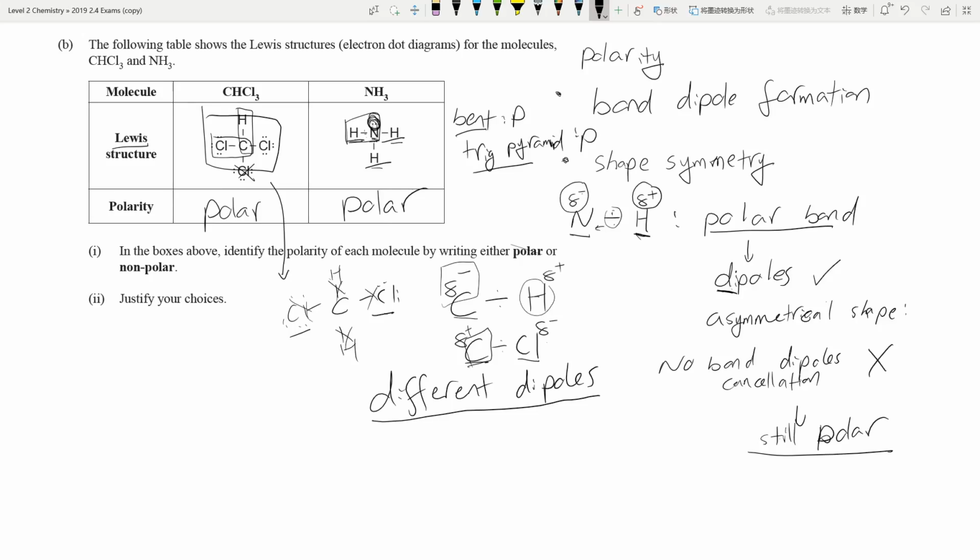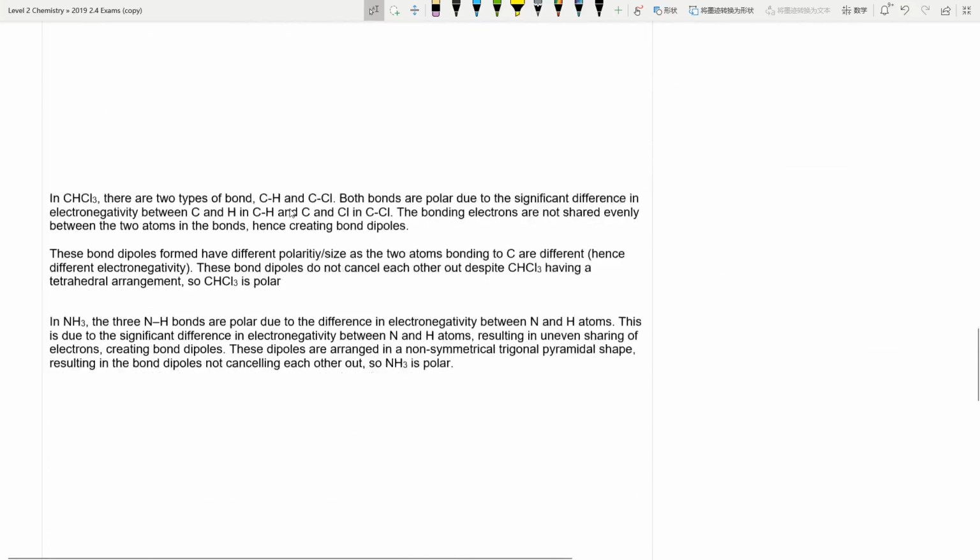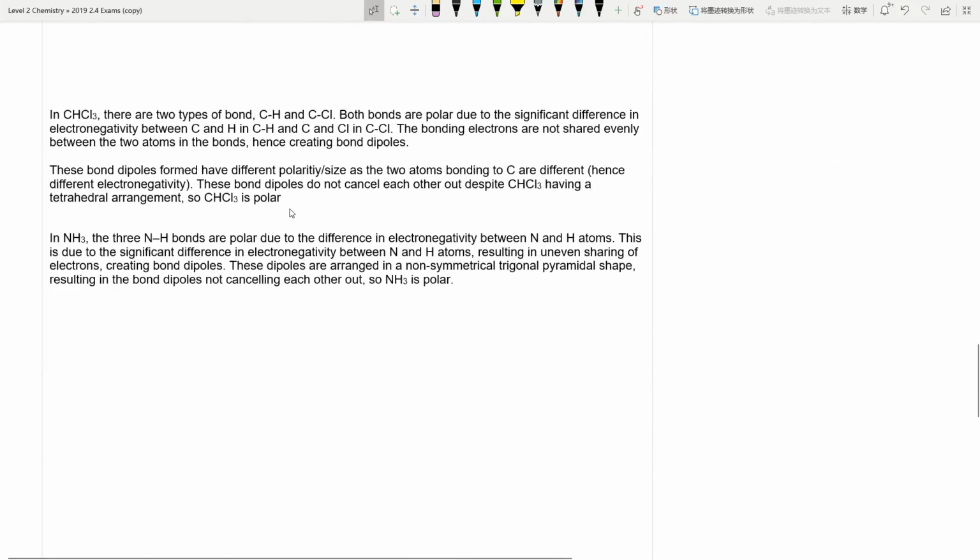So the dipoles, but then again, a lot of people ask me, do I need to memorize the electronegativity values? No, you don't. You can just see that the carbon is bonding to different atoms. If you're bonding to different atoms, you have different dipoles. If you have different dipoles, then the different polarity in size does not cancel each other out, therefore it is polar.